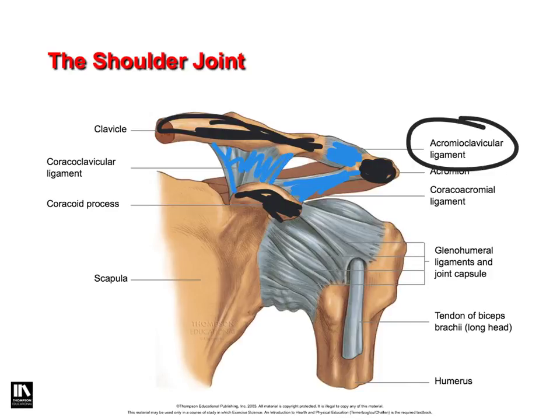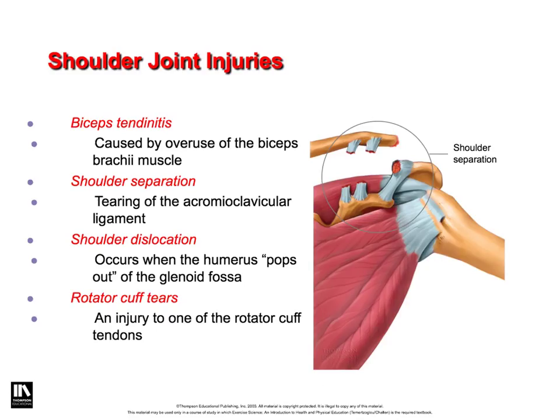The last major one of the shoulder is the glenohumeral ligaments, so going from the glenoid fossa, which is here on the scapula, to the humerus. And don't forget, you've got your bicep tendon right here going right down the front of your bicep.